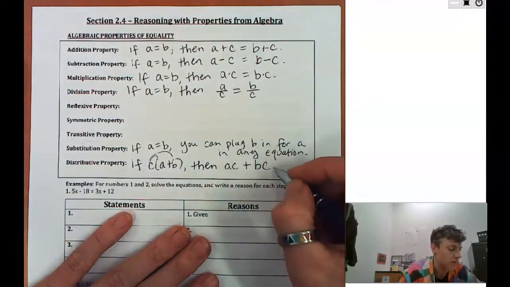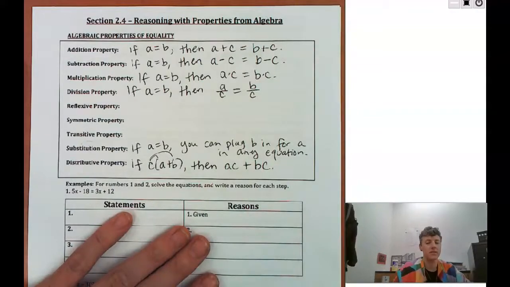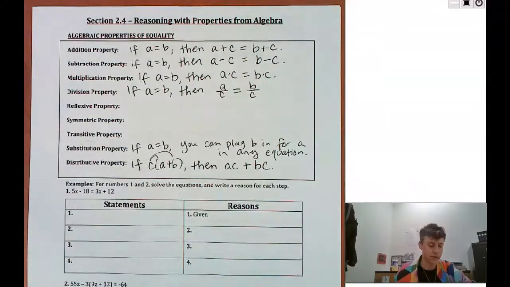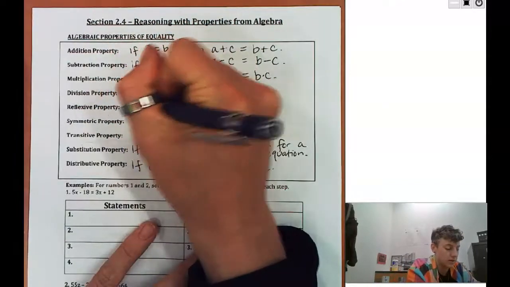Great. Now these reflexive, symmetric, and transitive properties. These are properties that you likely haven't used yet in algebra in such a way that you recognize them. So, the reflexive property says something equals itself. A equals A.